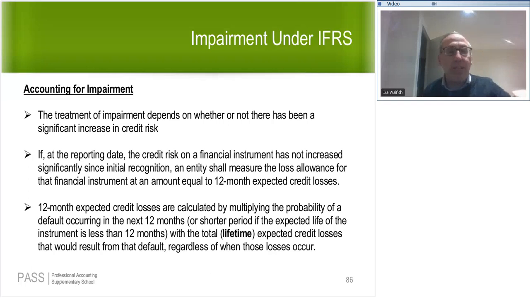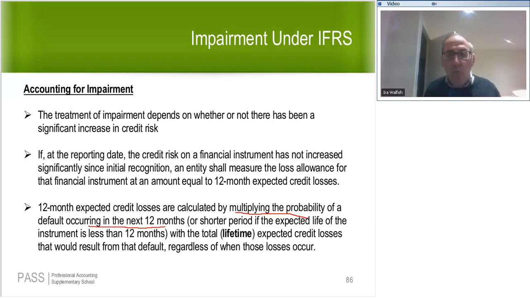So let me explain what I'm talking about over here, guys. What I'm talking about is the following, and it's important to understand this. The way that I calculate my impairment allowance is I look at the probability of a default taking place in the next 12 months, assuming that the instrument will not come due in less than 12 months. Let's say the probability of a default is 5% in the next 12 months.